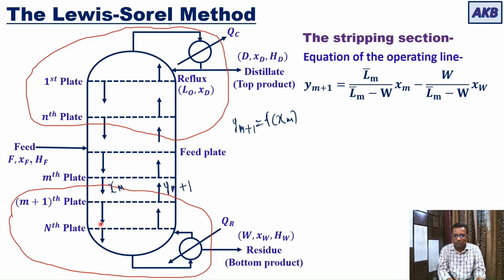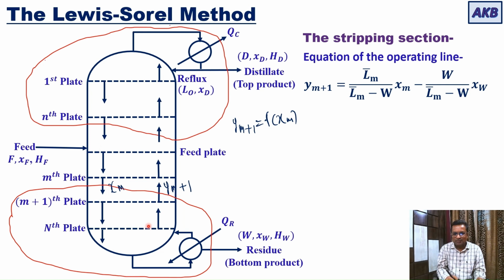But you should know that it is different. The liquid flow rate in the stripping section is different from the liquid flow rate in the rectifying section, because of the addition of feed. When the liquid comes in the stripping section, it also has the liquid that comes along with the feed stream.